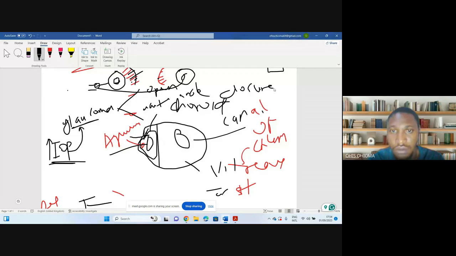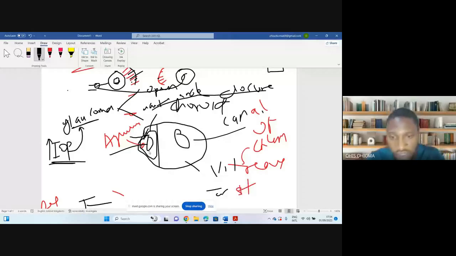And so when this angle is blocked, you have acute angle closure glaucoma. When it's open, you have open angle glaucoma. This acute angle closure glaucoma is an ophthalmic emergency. So you have to treat the patient almost immediately. You have to give drugs. You have to intervene. Some people go surgically and try to perforate the iris here so that the fluid can easily go, or try to reduce the production of the fluid. So you have to do something for the patient.